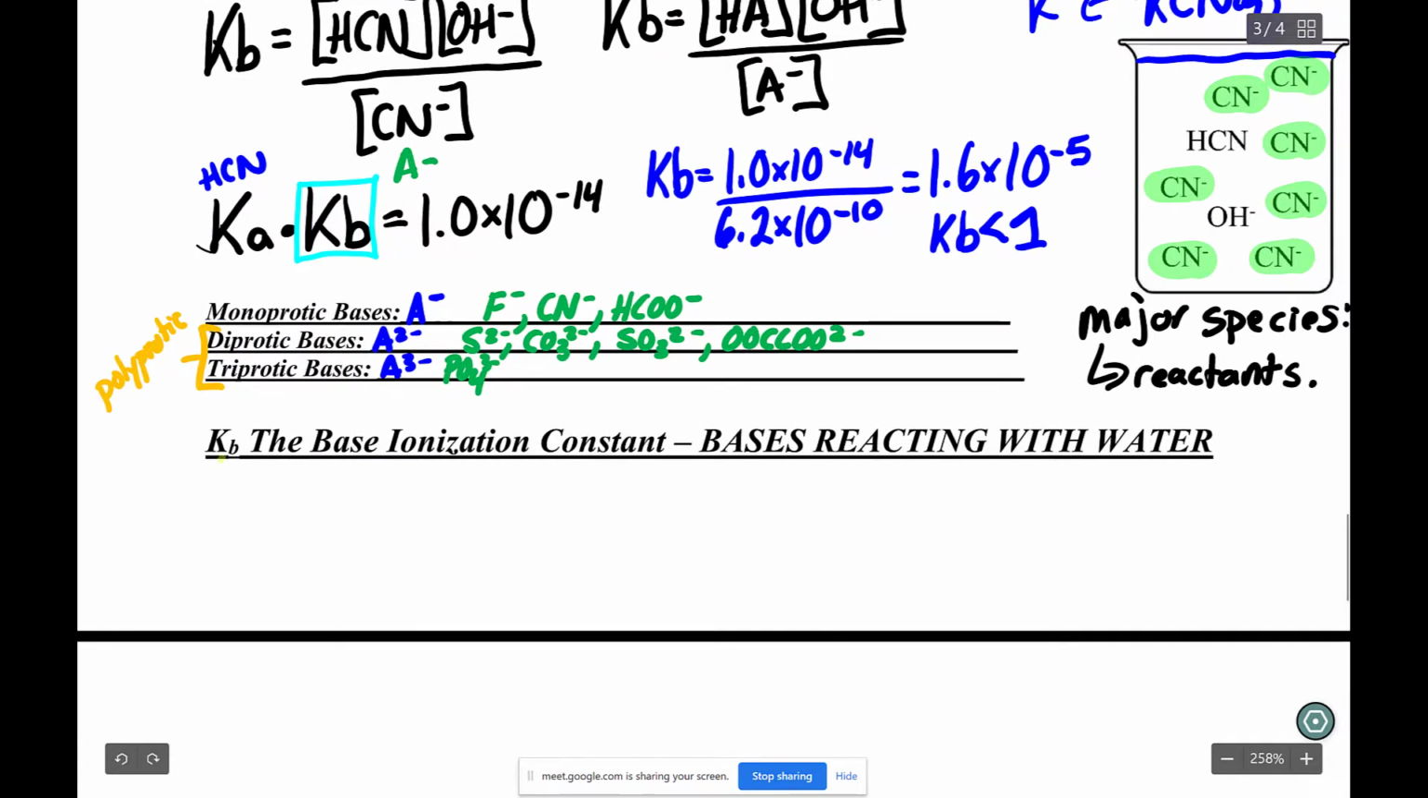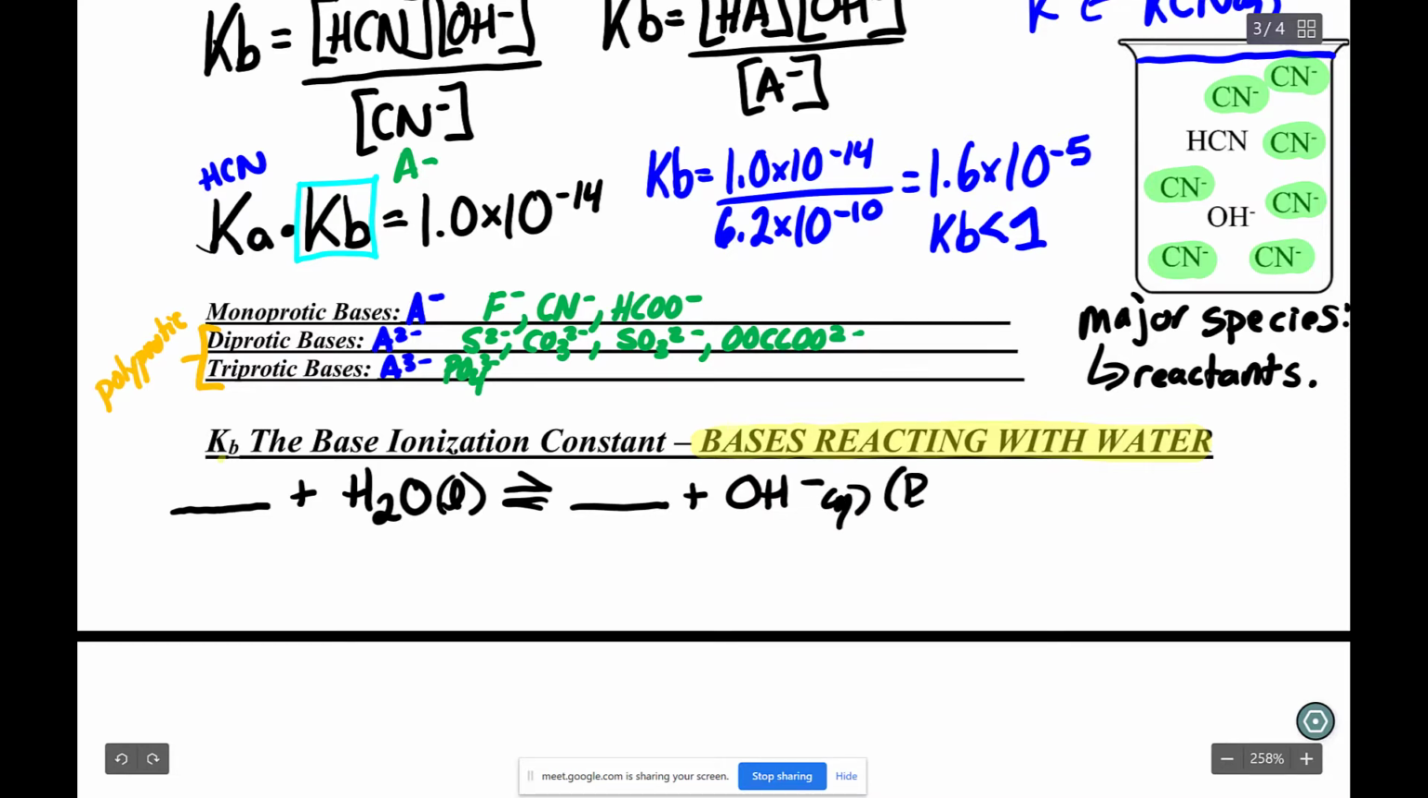Kb is when a base reacts with water. That's what it is. It's not a strong acid reacting with a strong base. It is a base reacting with water. And it will always have this generic setup of blank plus water is in equilibrium with blank plus OH-. This is for a base. This is Kb. What goes in these blank spots, if we're dealing with just monoprotics, is A- and this would be HA.